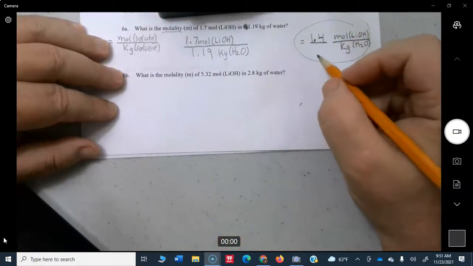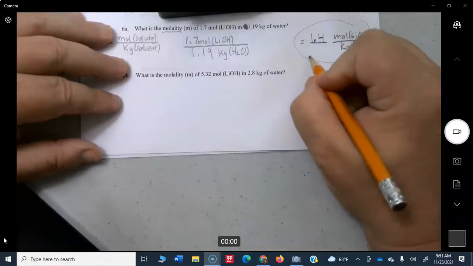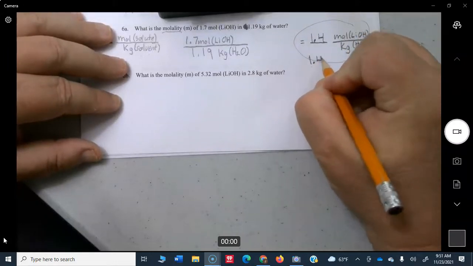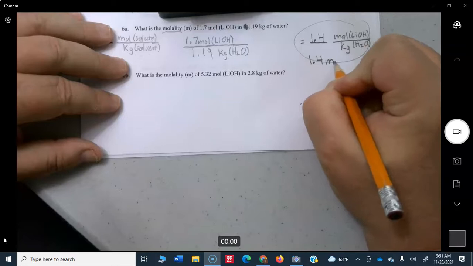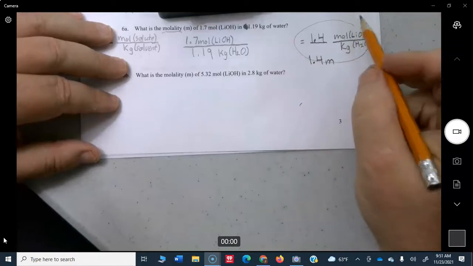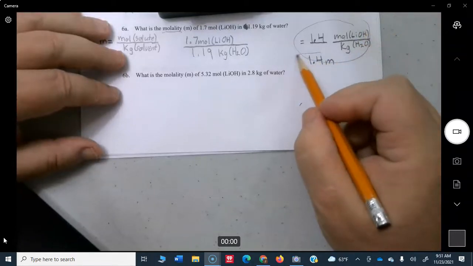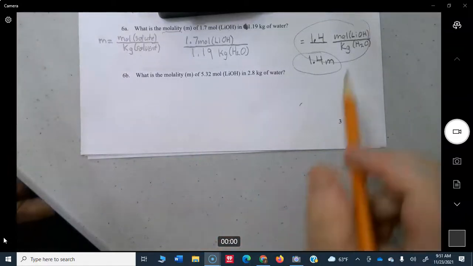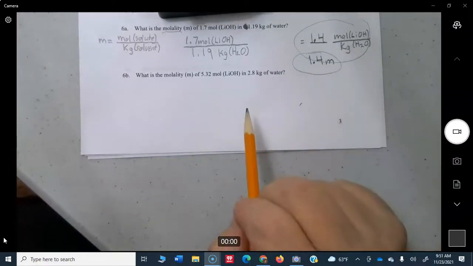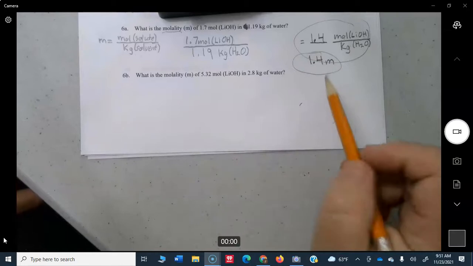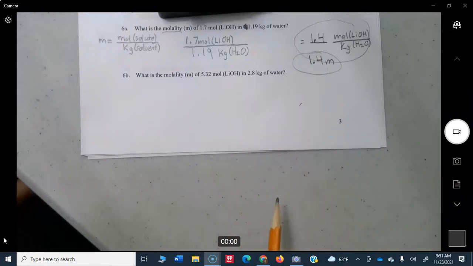You really should write it, if you're doing this on the AP, as 1.4 small m. You don't have to write what all the solutes and solvents are. That's the way the final answer should normally be expressed. I don't think they would mark you off if you did that, but that's really the way molality should be expressed. Okay, so you go ahead and do 6B.